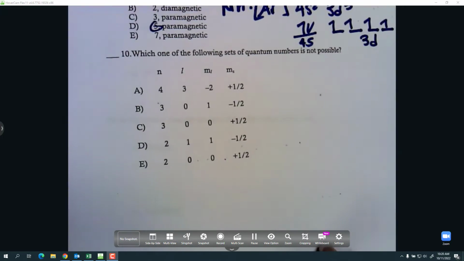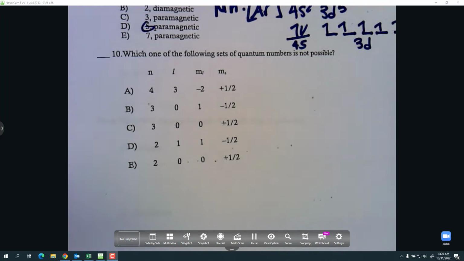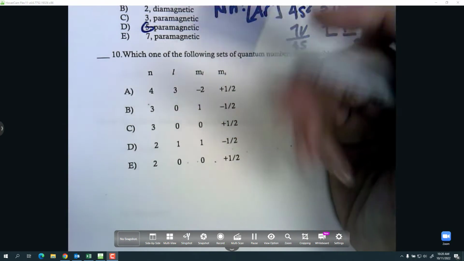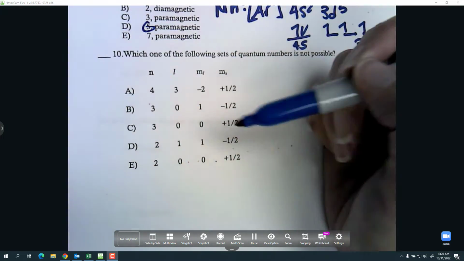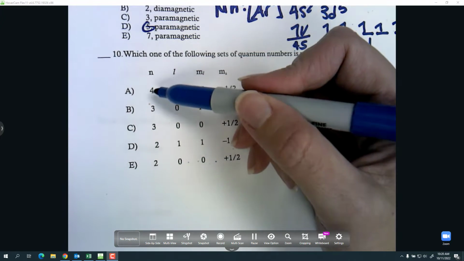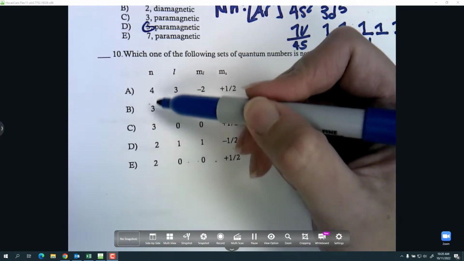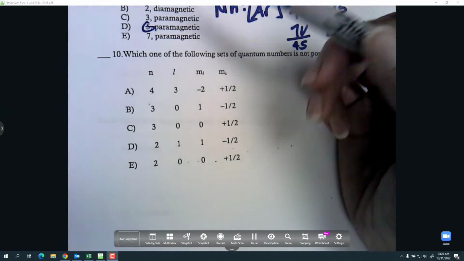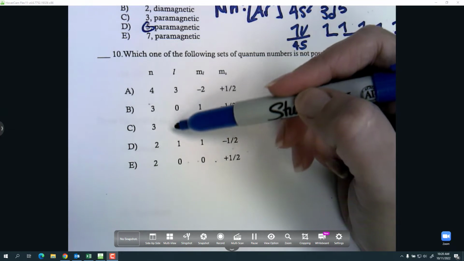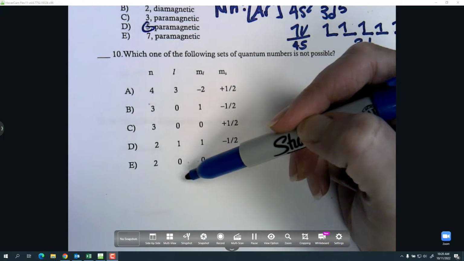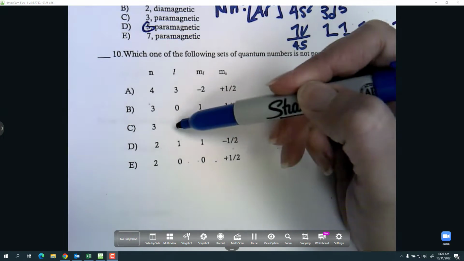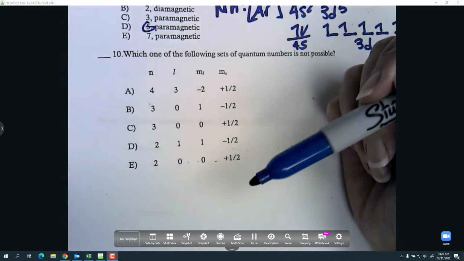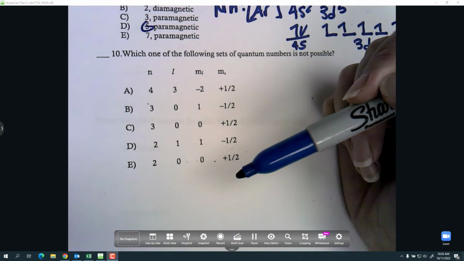All right, and then everyone's favorite, which one of the following sets of quantum numbers is not possible? So I'm going to go down the columns and check them one by one, however you want to do it, right? You could do across if you want. But for n, I know 1 is the smallest it could be, can't be negative, can't be decimals, those all look fine. L can be 0, and it could be a maximum of n minus 1. So this could be a maximum of 3, maximum of 2, maximum of 2, maximum of 1, maximum of 1. Those are all fine.